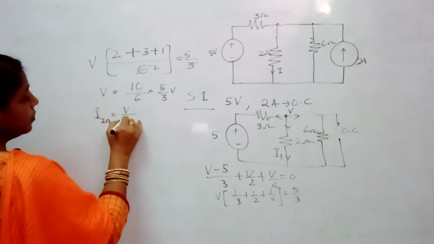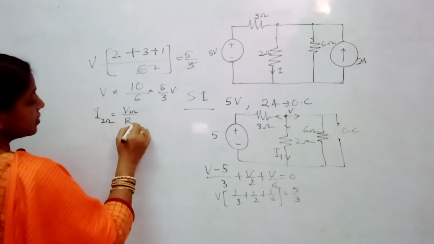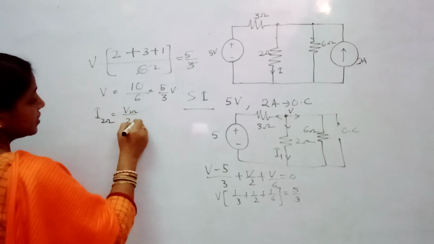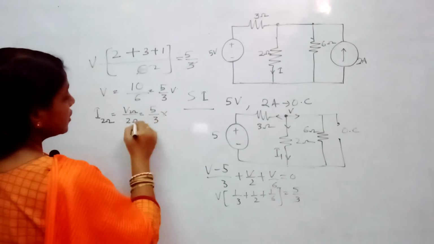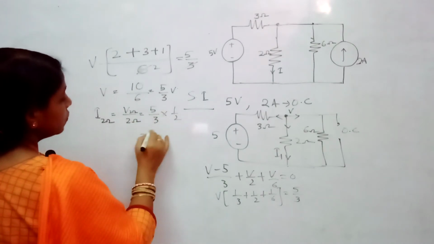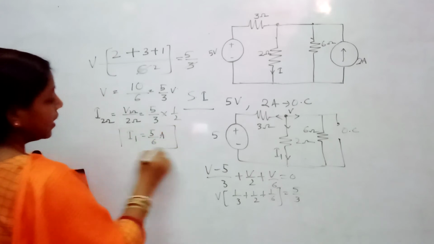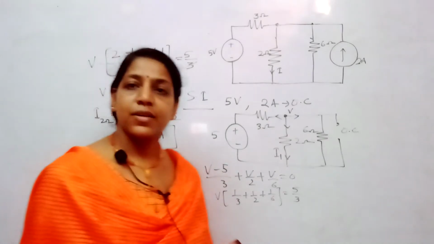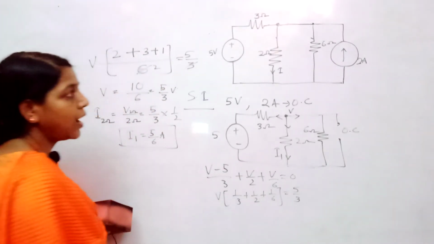I equal to V by R. What is that? The voltage across 2 ohm by the resistance of 2 ohms. Yes or no? What is my voltage? 5 by 3. What is my resistance? 2. So we got the current of 5 by 6 amps. What is that current? I1 we got it as 5 by 6 amps. Now let us see the I2.